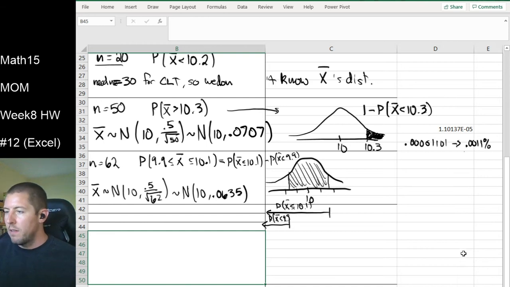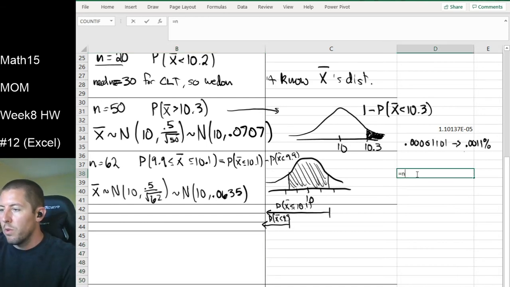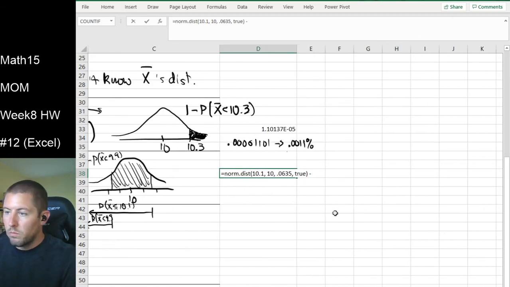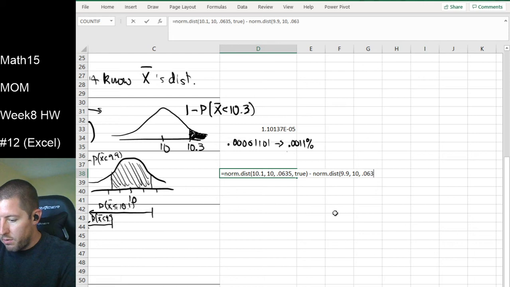So now let's go to Excel, type this guy in right here. I'm going to do equals norm.dist. My x value of interest is first the 10.1. It's our upper bound. The mean is 10. Standard deviation 0.0635. True, always. Minus norm.dist. Our new value of interest, our other bound, is the 9.9 for the lower bound. Still a mean of 10. Still a standard deviation of 0.0635.